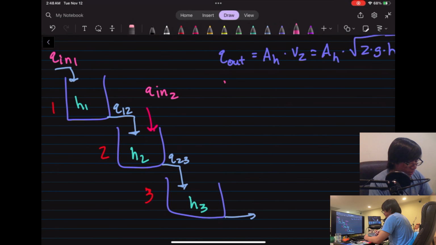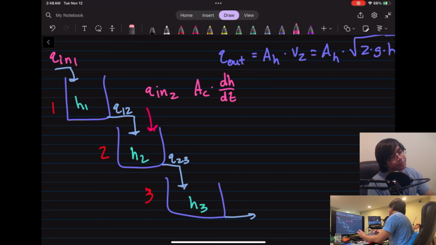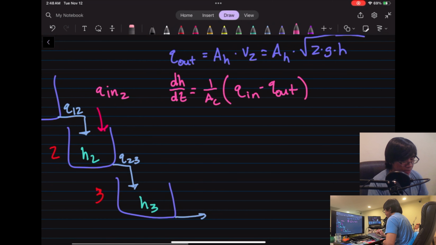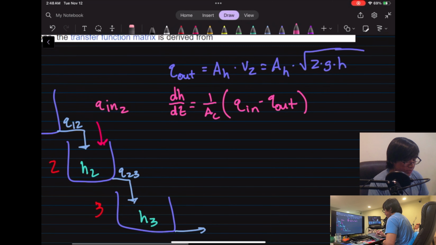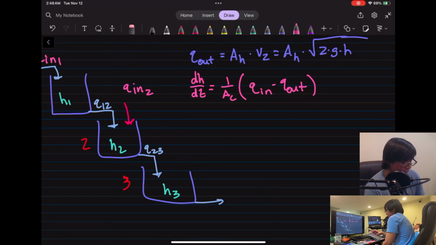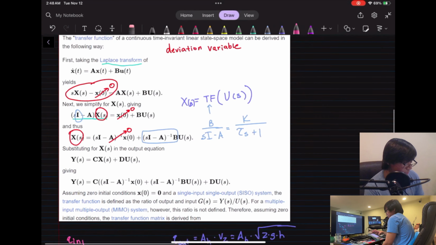So we had our differential times our cross-sectional area, and that was our change in volume. So dividing across, we had 1 over A_c, and this was simply Q in minus Q out, dictating how that volume changed. And of course, we substitute Q out in here. And then we have our expressions relating our inlet flows and our heights. So that should be all. I don't think I need to draw anything else out.